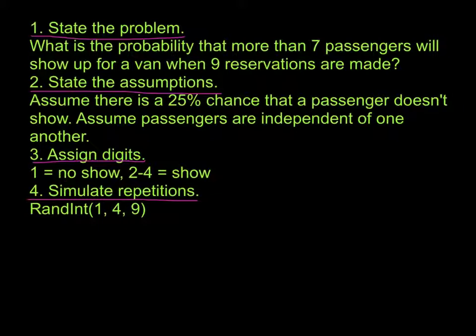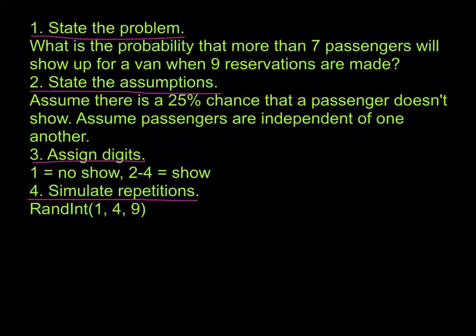I'm going to use my calculator to do this, and so I'm going to use 1 through 4 to create my 25% probability. I could have done 0 to 3. You guys know that you have options here. So I'm just calling 1 a no-show, 2 to 4 means they're going to show up.